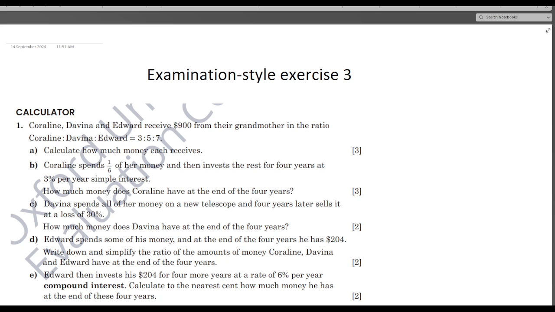Hello everyone. Let us do examination style exercise 3. This exercise is based on chapter number 3, number 2. Here we have first question.